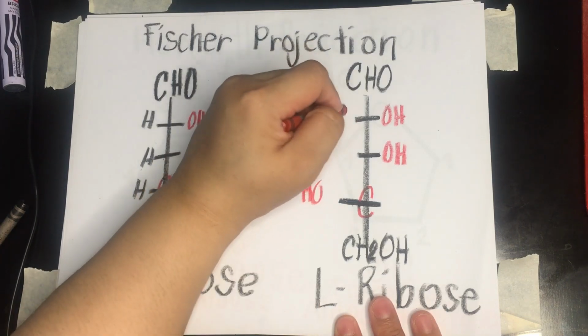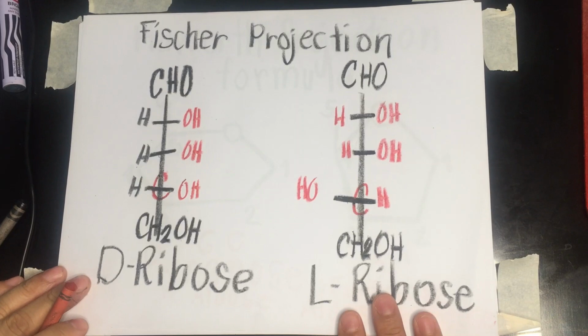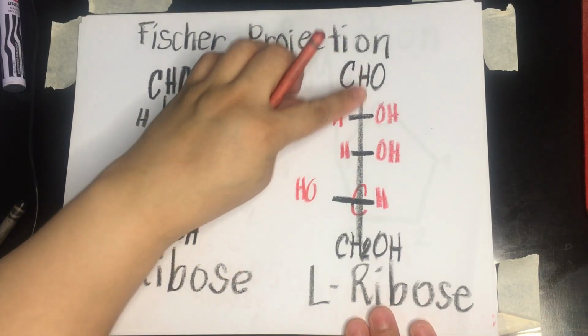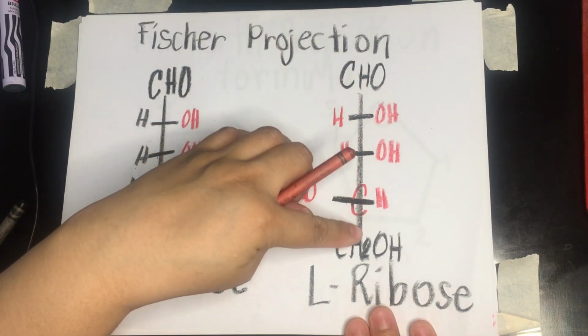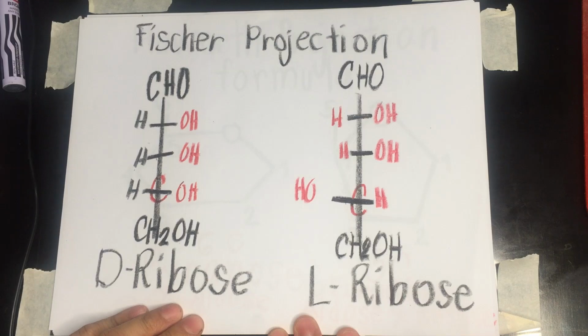And then we are going to complete the number of hydrogen pairs. Let's check: 1, 2, 3, 4, and 5. Okay, this is now the Fischer projection of the D-ribose and the L-ribose.